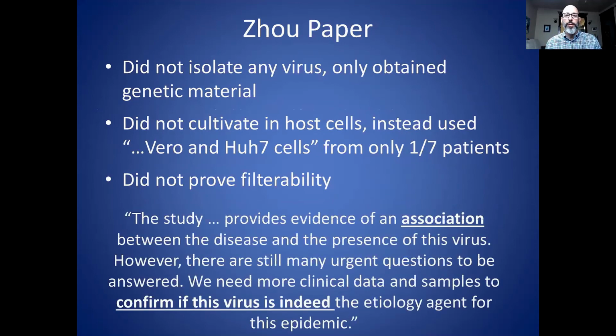And here's what they wrote in their conclusions. "This study provides evidence of an association between the disease and the presence of the virus. However, there are still many urgent questions to be answered. We need more clinical data and samples to confirm if this virus is indeed the etiology agent for this epidemic." And etiology means cause. So basically they said, we need more studies to prove causation. This only provides evidence of an association, and there's still many questions to answer. So the authors of this article were very honest and understood the limitations of their research methods and put an appropriate conclusion.